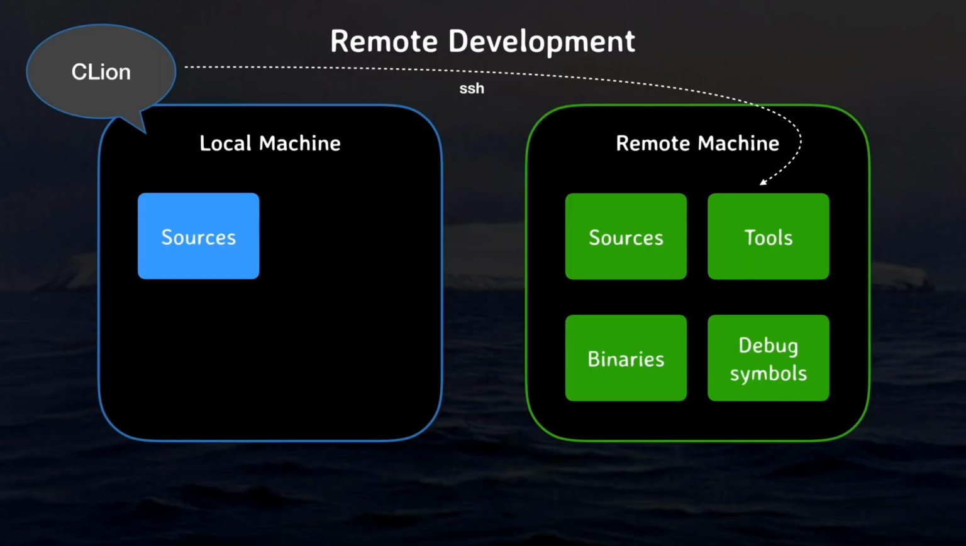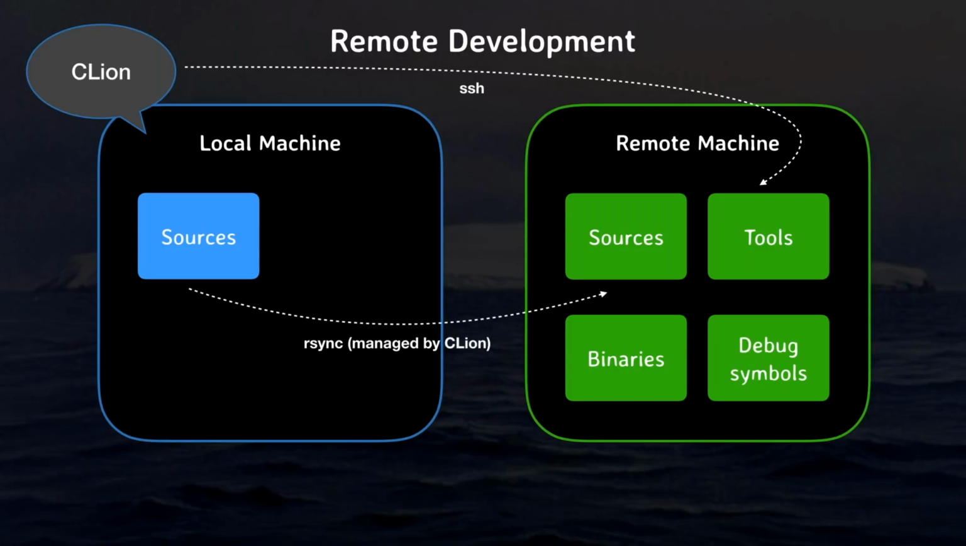Now, really, all you need on the local machine, apart from CLion itself, is your source code. And everything else happens, all the tooling, the binaries are built on the remote machine, the debug symbol is already there, there's nothing to copy over, nothing to keep in sync. Except, of course, you still need the sources on the local machine, so you can actually develop there and edit your code without having to round trip all the time. So CLion also does that for you.